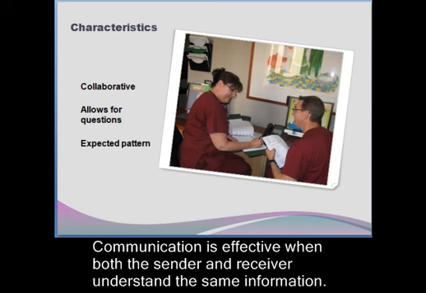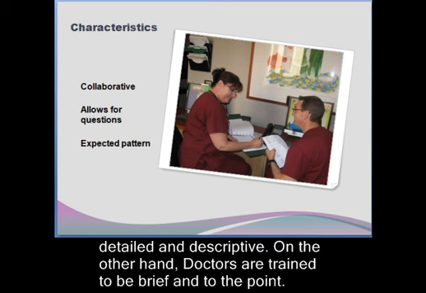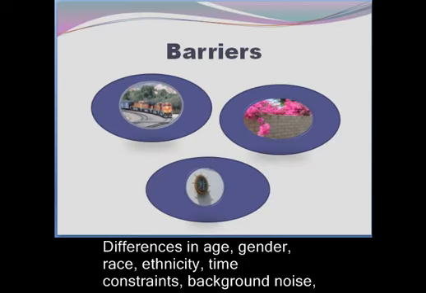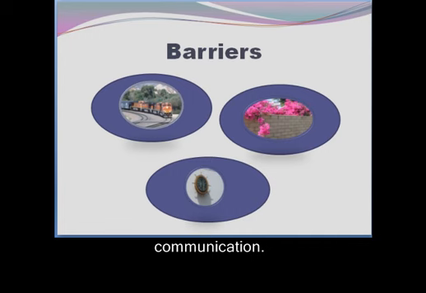Communication is effective when both the sender and the receiver understand the same information. Problems can occur at any point of the communication process. Nurses are trained to be detailed and descriptive. On the other hand, doctors are trained to be brief and to the point. Differences in age, gender, race, ethnicity, time constraints, background noise, and use of poor verbal or poor body language are barriers which can prevent effective communication.